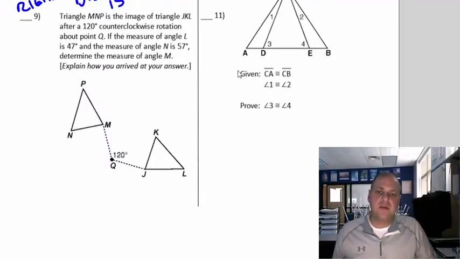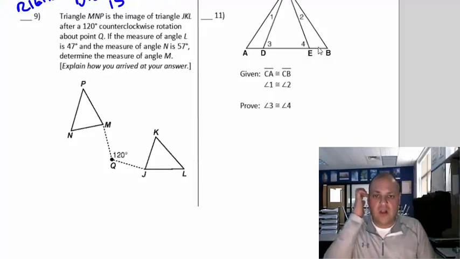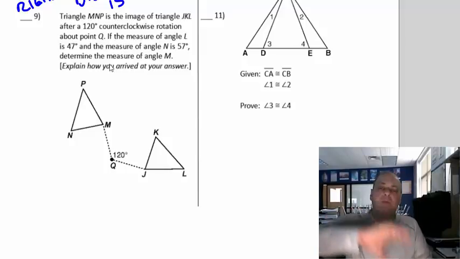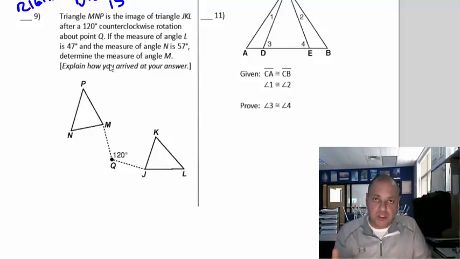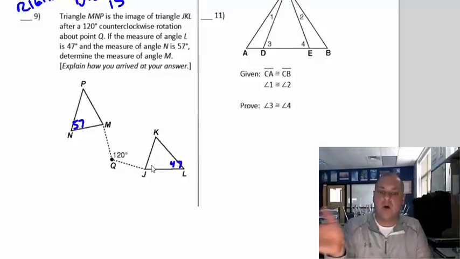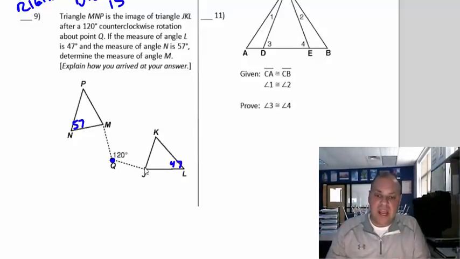Triangle MNP is the image of triangle JKL after a 120-degree counterclockwise rotation. Again, it doesn't matter that it's 120. The point is it's a rotation, which is a rigid motion. So if it's a rigid motion, you're going to have congruent triangles. So if angle L is 47, and N is 57, okay, so if it rotates around that point right there, J is going to M, K is going to N, and L is going to P.